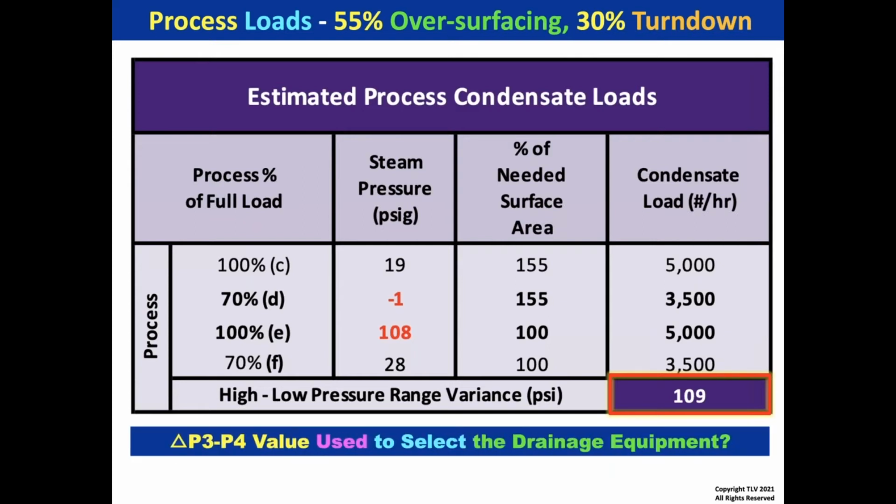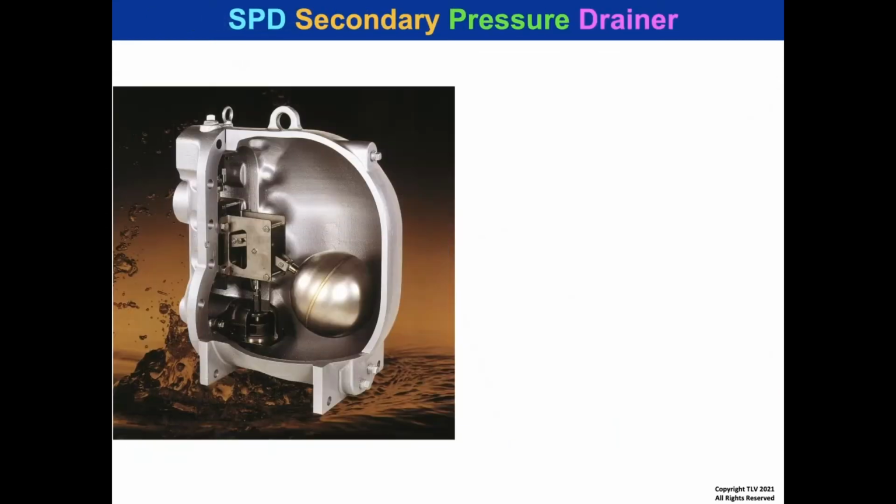That's why it's important to study the P3 minus P4 value to understand what your pressure differential is going to be throughout the expected operation of your reboiler. And it can easily be discussed the proper drainage method to use, whether it's trap or pump trap. If you do have to use a pump trap, here's a secondary pressure drainer, power trap design.